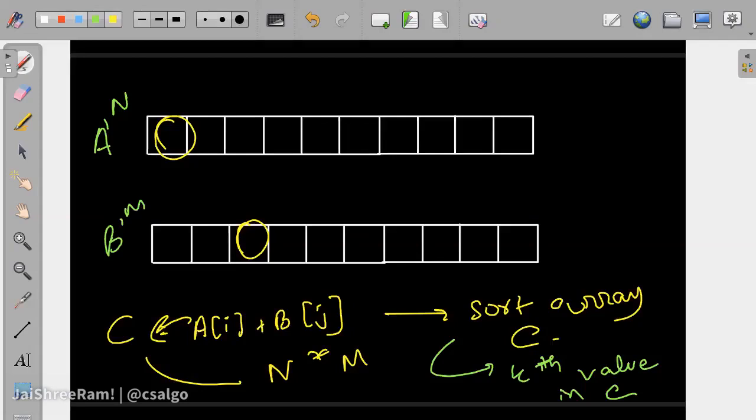So how do we find this particular element? You need to find the kth value. Let me give you the constraints as well. Let's suppose n is less than or equal to 10 to the power 5 and m is also less than or equal to 10 to the power 5. So you cannot really create the C array and sort it, because if you do that, it would be 10 to the power 10. That's not feasible, right?